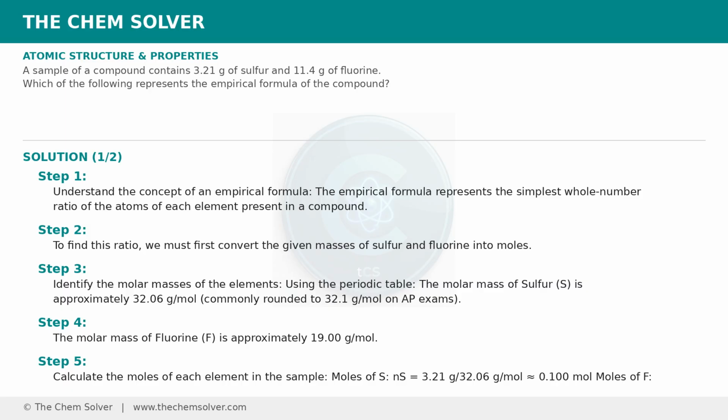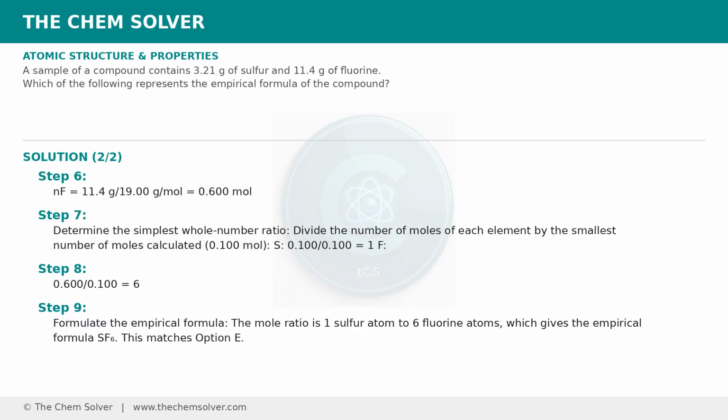Calculate the moles of each element in the sample. Moles of S: n_S equals 3.21 grams over 32.06 grams per mole, approximately 0.100 moles. Moles of F: n_F equals 11.4 grams over 19.00 grams per mole equals 0.600 moles.